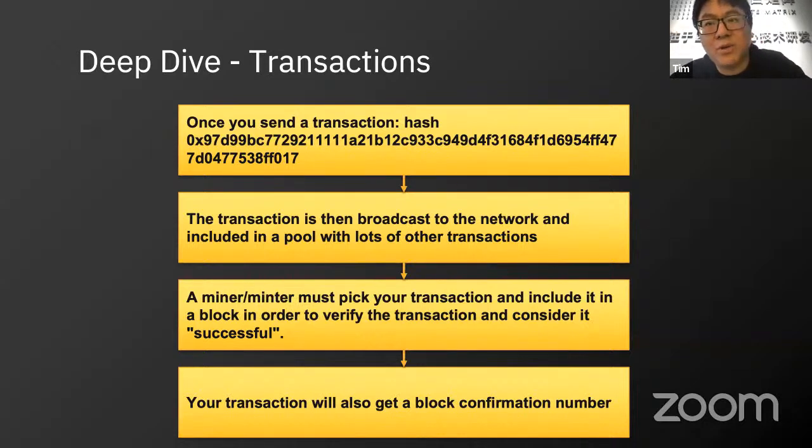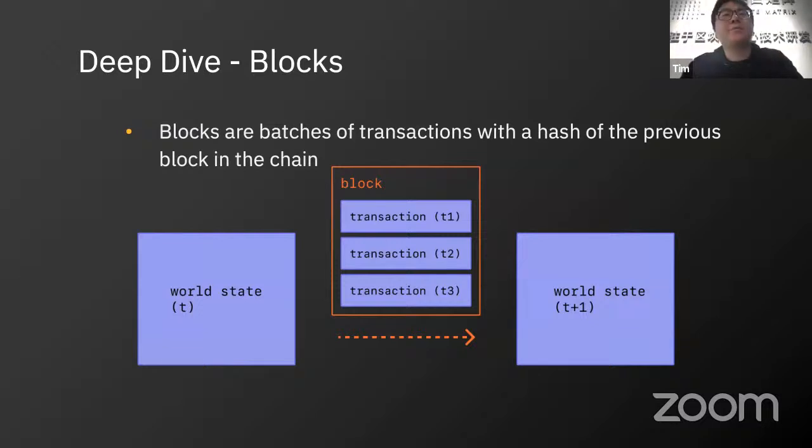The transaction will also get a block confirmation number. The confirmation number is just the number of blocks created since the block that included your transaction. So the higher the number, the greater the certainty that the transaction was processed and recognized by the network. So basically, that's how it works.